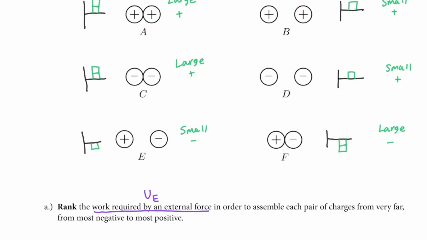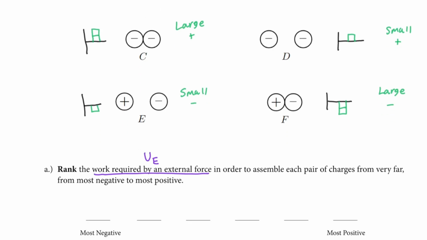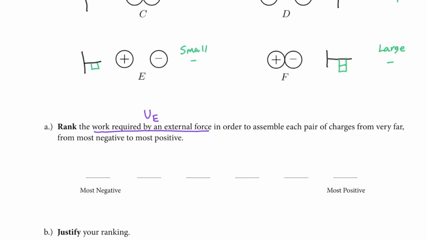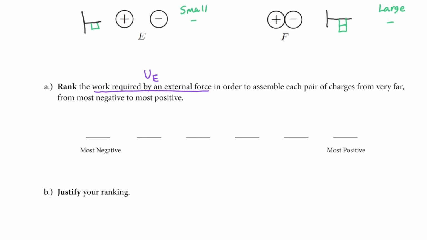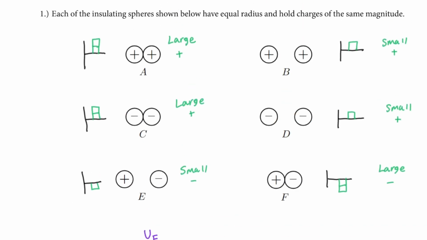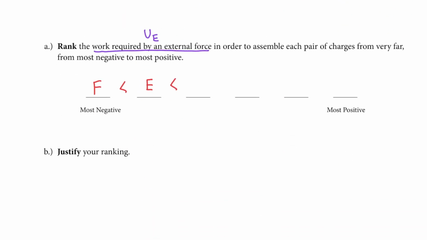So now we can just do our ranking. We do actually want the sign involved here, most negative to most positive. If I'm looking for negatives, I only have 2 that are negative. F is a large negative. E is a small negative. And then for small positive, I have a tie between B and D. And then for large positive, I have a tie between A and C.